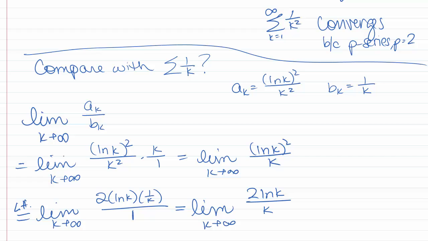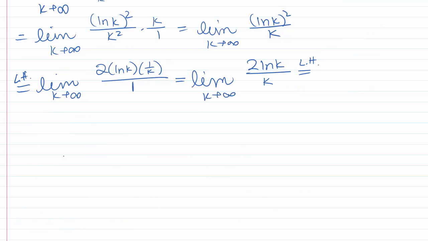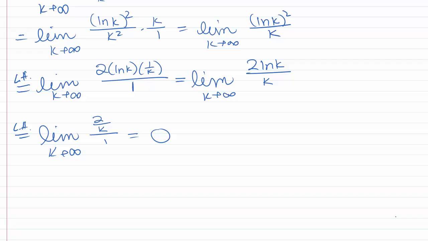And now we actually know by growth rates this is going to go to 0. But if you want to check that, we can try L'Hopital one more time. And so this is going to give us, maybe I should write my equals over here, the limit as k goes to infinity. If we do L'Hopital again, we get 2 over k over 1, which is 0. So what can we say if this limit equals 0?